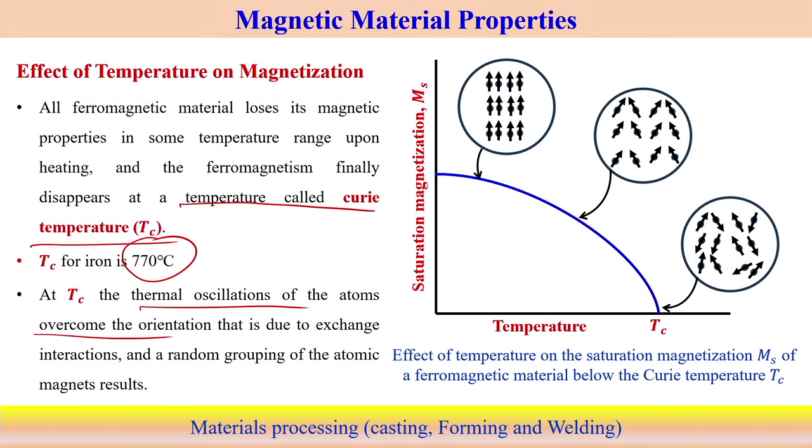Once the thermal agitation is strong, the atoms overcome the orientation of the magnetic moments, and then due to the exchange interaction a random grouping of the atomic magnets results. When there is a formation of random grouping of atoms, the magnetic effects can be neutralized with respect to each other. Basically there is a loss of the magnetic properties beyond that temperature.